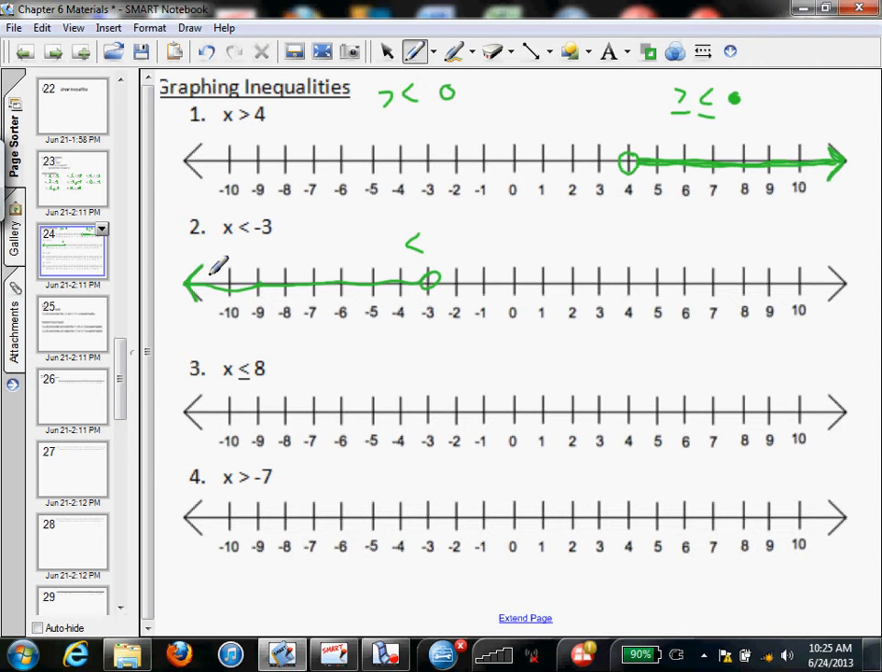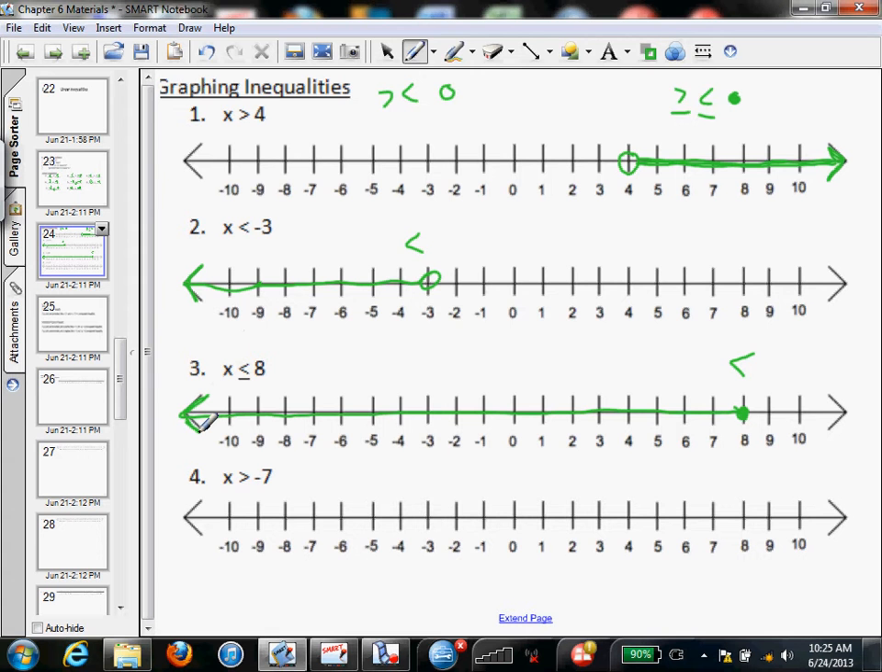Okay, with number 4 we have our first equal to. So that means we're going to have a solid dot, and that looks like 8. So let's put a solid dot on 8. And again, since our inequality is pointing in this direction and the variable is on the left side of the inequality, think of it as an arrow pointing you in the direction.